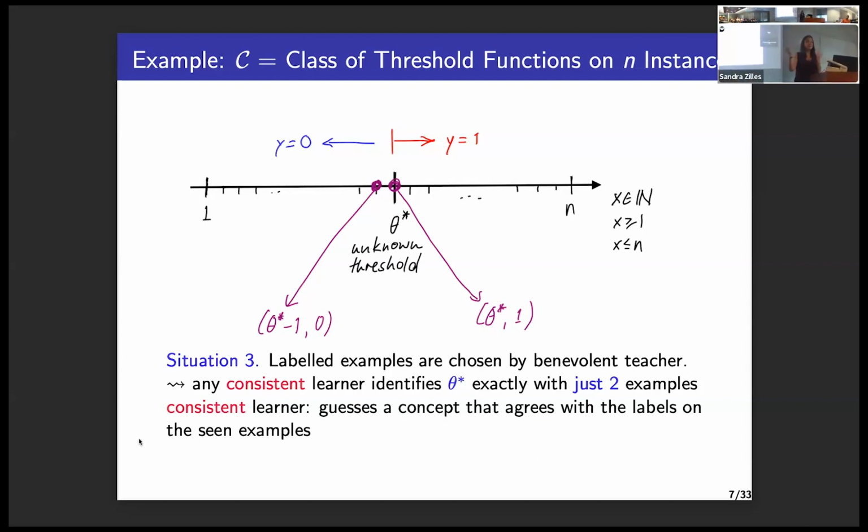So interestingly, in the active learning model, the number of grid points matters, but in the random model and in this teaching model, the number of grid points doesn't actually matter, right? How large a number n is doesn't really play a role. So here, if you're consistent, meaning you guess a concept that agrees with the labels that you've seen, then you know after those 3 examples exactly what to do.